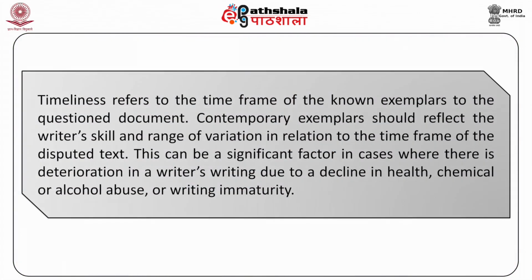For example, 20 to 30 repetitions of the letter forms in a 10-word robbery note may be adequate for examination in one case, while 2 or 3 pages of dictated text for a disputed 5-page letter may be adequate for that particular examination. Timeliness refers to the time frame of the known exemplar relative to the questioned document. Contemporaneous exemplars should reflect the writer's skill and range of variation in relation to the time frame of the disputed text. This can be a significant factor in cases where there is a deterioration in the writer's writing due to declining health, chemical or alcohol abuse, or writing immaturity.